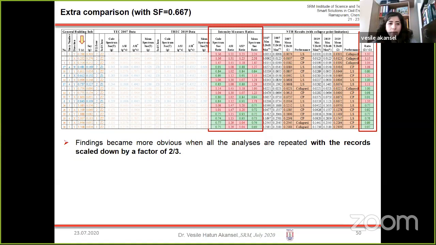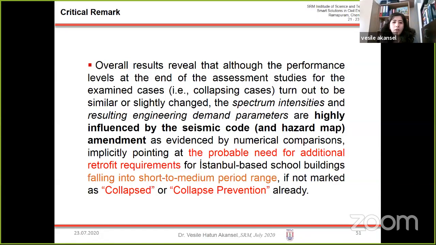So overall results reveal that although the performance levels at the end of the assessment studies for the examined cases, like collapsing cases, turn out to be similar or slightly changed, the spectrum intensities and the resulting engineering demand parameters are highly influenced by the seismic code and the hazard map amendment, as evidenced by numerical comparisons, implicitly pointing to the probable need for additional retrofit requirements for Istanbul-based school buildings falling into the short to medium period range, especially if not marked as collapse or collapse prevention already. So we have to take precautions for that.